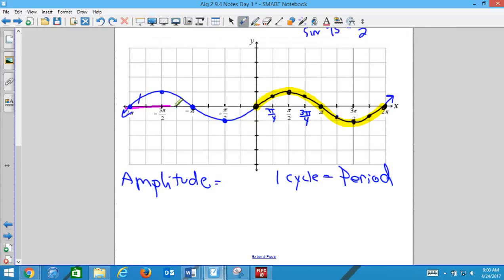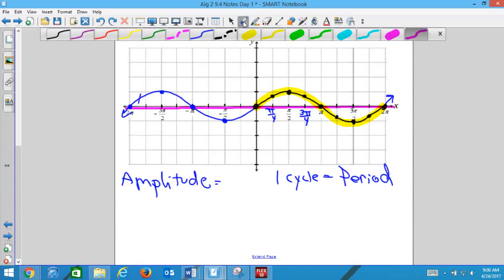So for here, our midline would be the x-axis, y equals 0. That's our midline. Our amplitude would be the highest point and the lowest point above it and below it. So how high up does this graph go? 1. And how far down does it go? 1. So our amplitude is 1 for this.